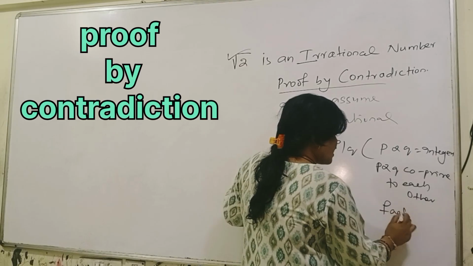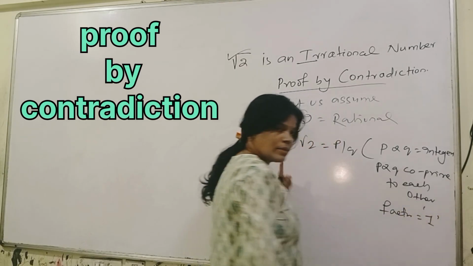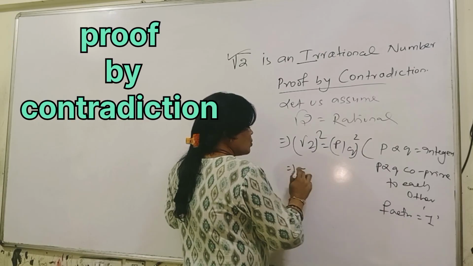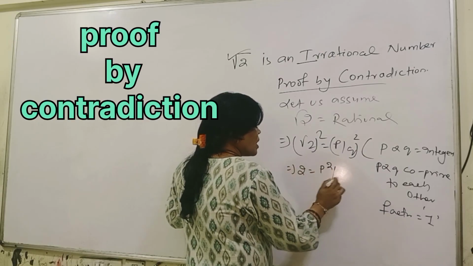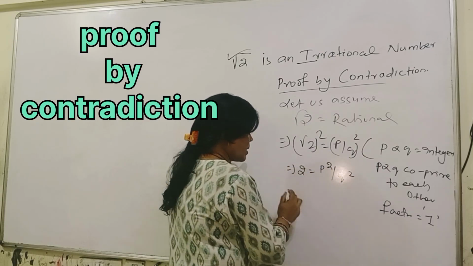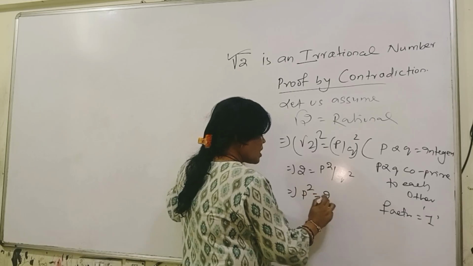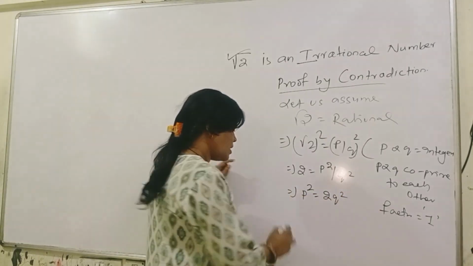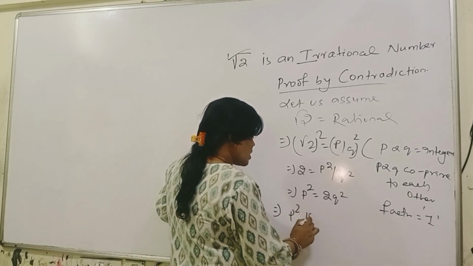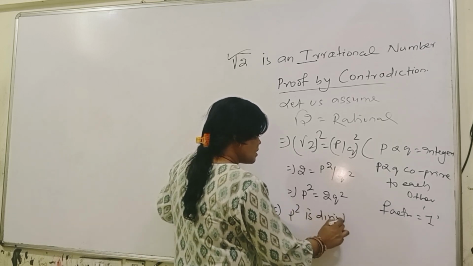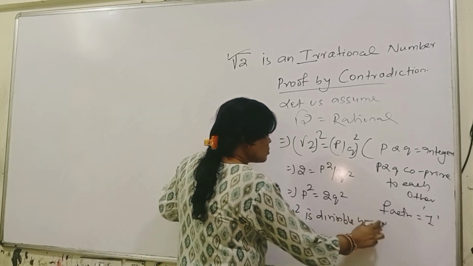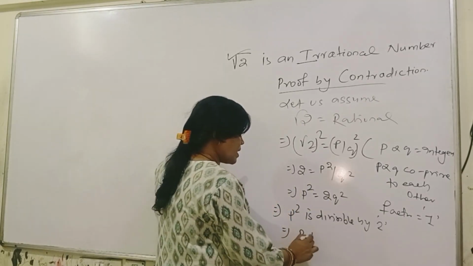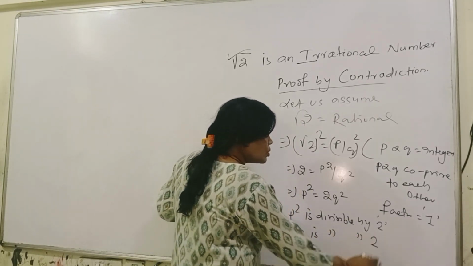ये दोनों का फैक्टर क्या है? 1, right? By squaring both sides, 2 is equal to P square upon Q square. Now cross multiplying, P square is equal to twice Q square, right? P square is twice of something. Therefore, P square is divisible by 2. P square अगर 2 से divisible है तो definitely P is divisible by 2.